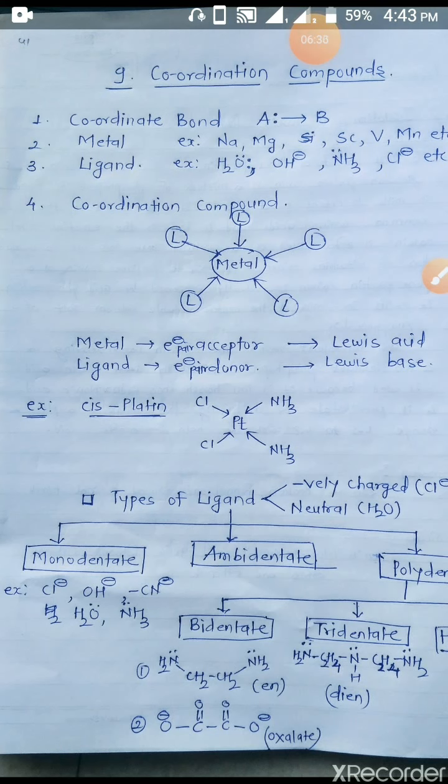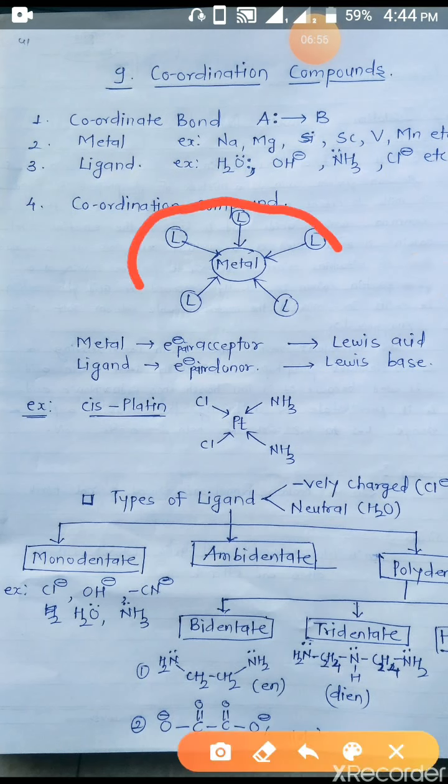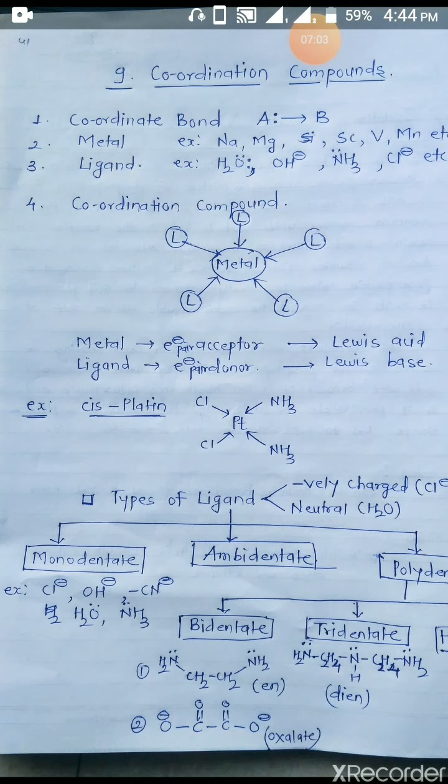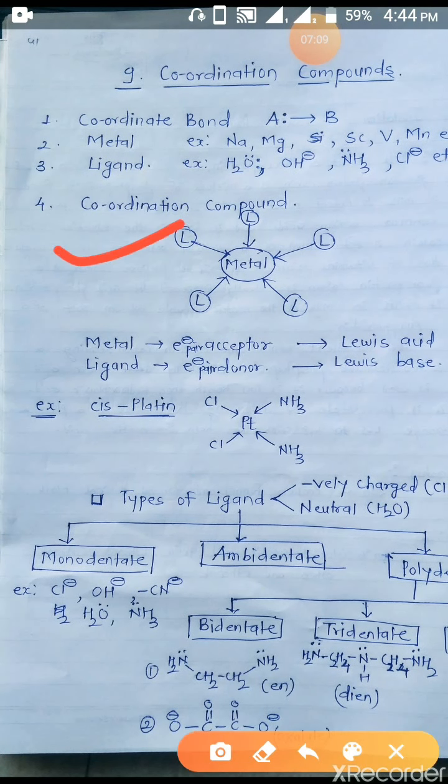Now we will see the coordination compound. The coordination compound contains a central metal ion, that is, the metal present at the center here. That's why it is called the central metal ion, which is surrounded by a number of ligands. Here you can spot the metal is at the center and ligands are surrounding it. Any situation where you can observe this, that compound will be called a coordination compound.